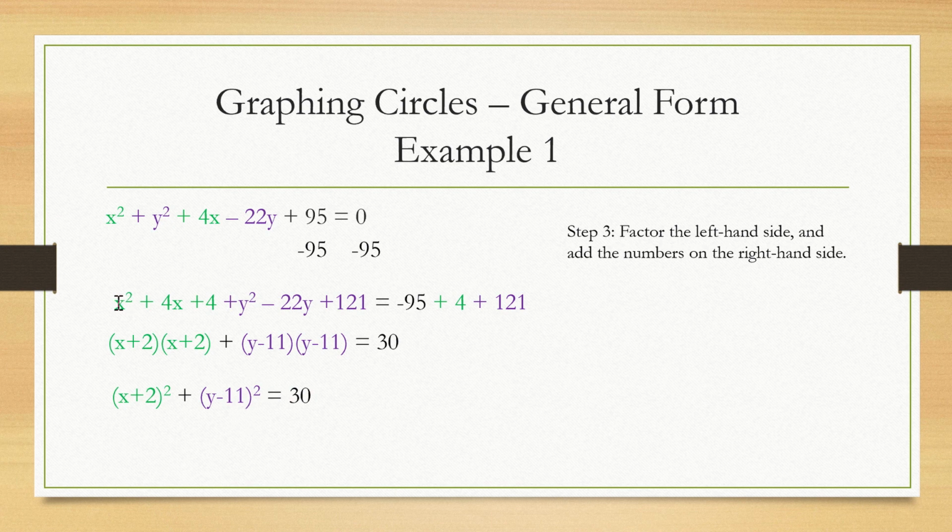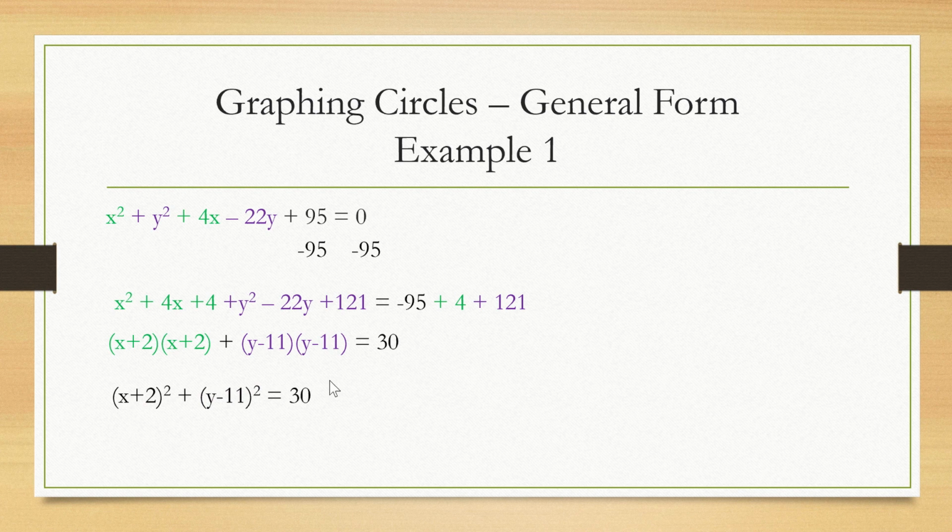If you want to go straight from here to here, you can do that. And remember the shortcut I told you: the pattern here is that you can take the middle term, which is 4, divided by 2 to get 2. And don't forget to square it. And here you take the middle term, which is negative 22, divided by 2 to get negative 11.